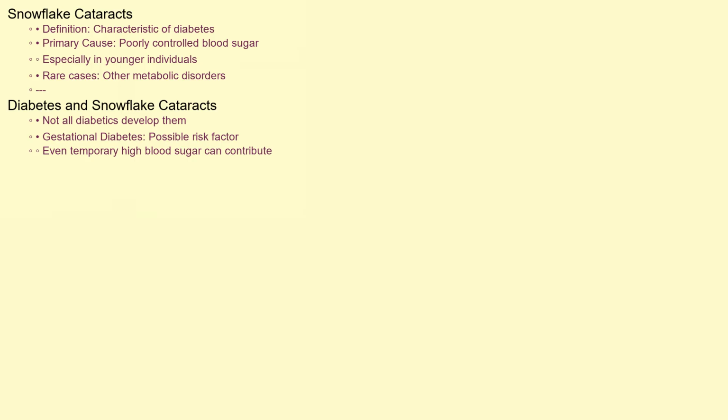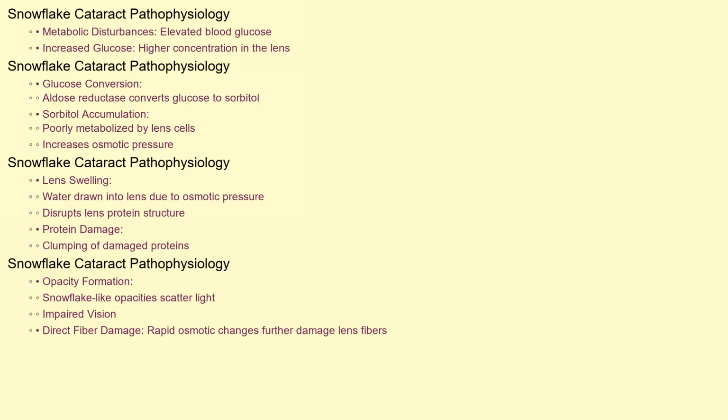Though this is less common, the pathophysiology of snowflake cataracts is rooted in the metabolic disturbances caused by elevated blood glucose. High glucose levels in the blood lead to increased glucose concentration within the lens of the eye. This excess glucose is then converted into sorbitol and other sugar alcohols by the enzyme aldose reductase. Sorbitol is poorly metabolized by the lens cells and accumulates, leading to an increase in osmotic pressure within the lens fibers. This draws water into the lens, causing swelling and disrupting the normal structure of the lens proteins.